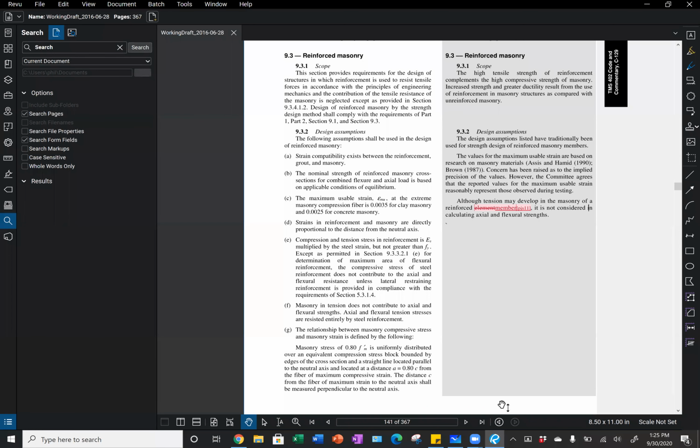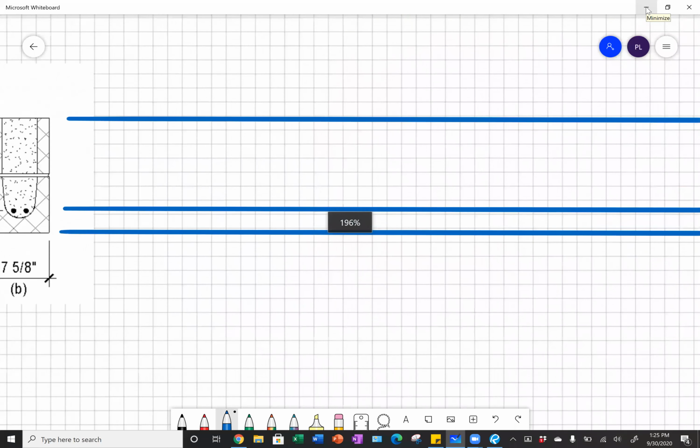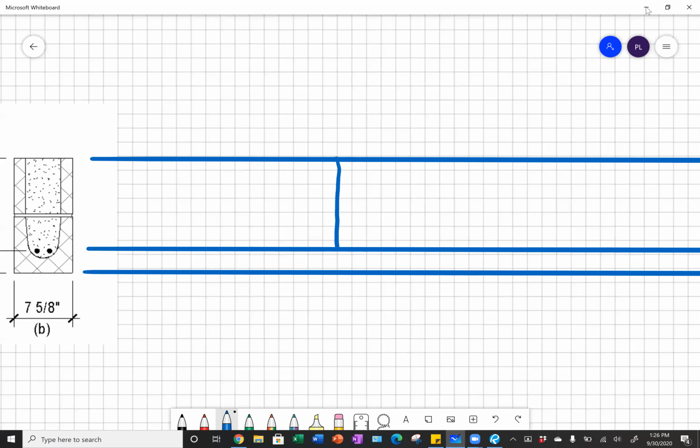TMS 402 in chapter 9, which is strength design, tells us exactly how to construct our stress and strain diagrams. So it says strain compatibility exists between our reinforcement, grout, and masonry. It tells us our maximum usable strain at our extreme masonry compression fiber is 0.0035 for clay masonry and 0.0025 for concrete masonry. And strains in reinforcement and masonry are proportional to our distance from our neutral axis. And so similar to concrete, we have a strain diagram that is proportional, and it looks like this.